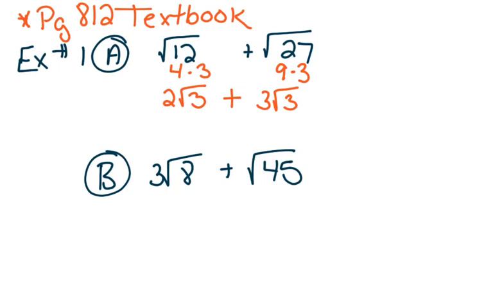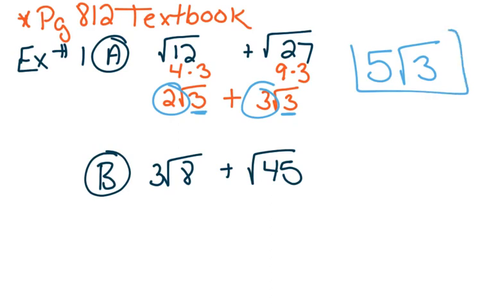Again, underneaths match, so now I can put them together. So 2 plus 3, that gives me 5, and we leave the radical piece as it was, square root of 3. Okay, so the difference with these ones is you actually have to simplify first.